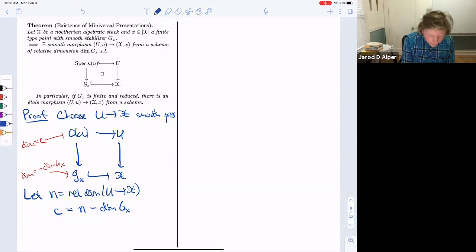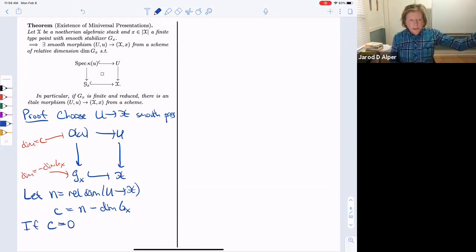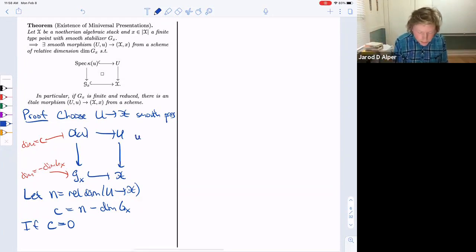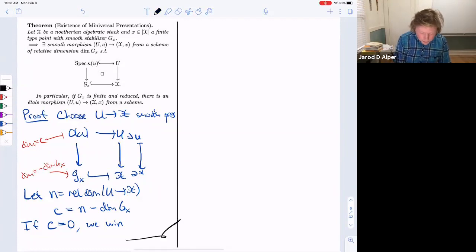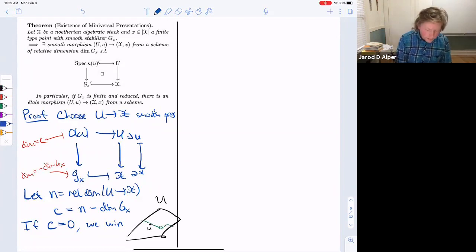And if C equals zero, then this orbit is discrete. It's just a finite number of points. And I can just throw away everything other than my one chosen pre-image little u. So if C equals zero, we win. But in the general case, we want to find a slice transverse to the orbit. So maybe I'll draw a picture down here. So here's my u, I might have a point here and I take its orbit. And I want to find a slice transverse to the orbit.